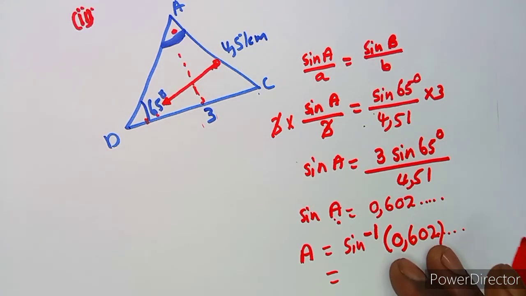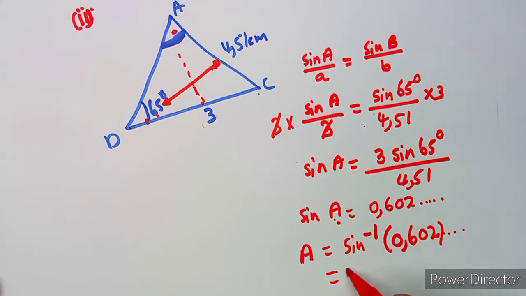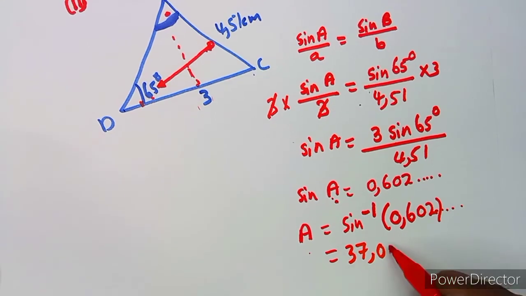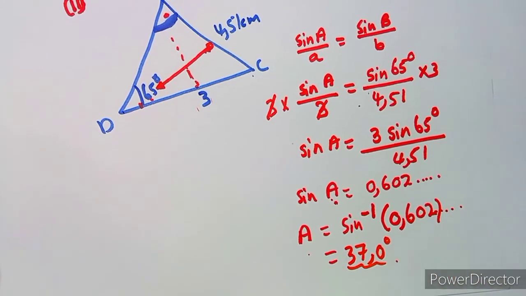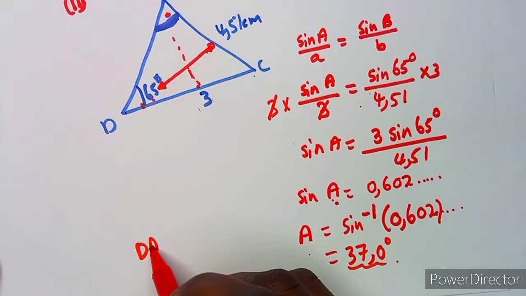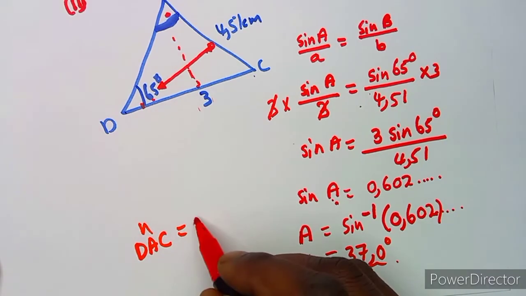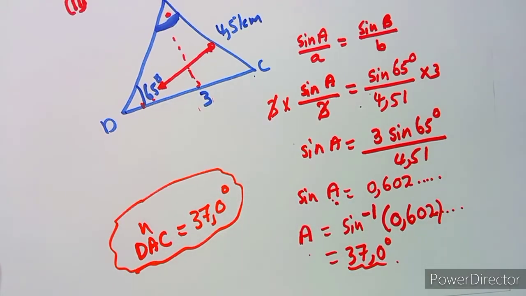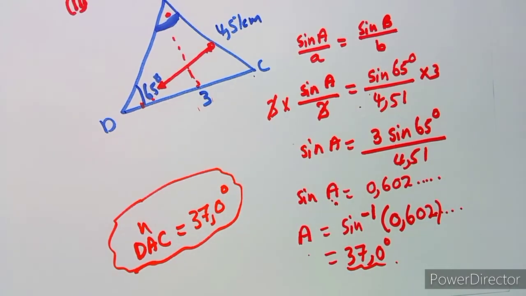So this is going to be 37,03, something like that, which is something like 37,0 degrees if you round off. So that's our angle DAC, which is 37,0 degrees. Remember, your angles are supposed to be given to one decimal place, so you have to write that ,0, because your angle is given to one decimal place at the end.